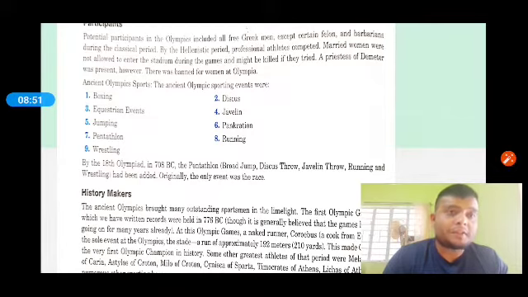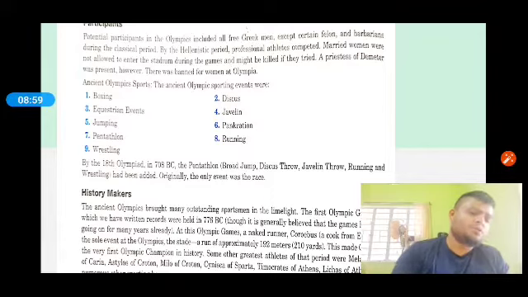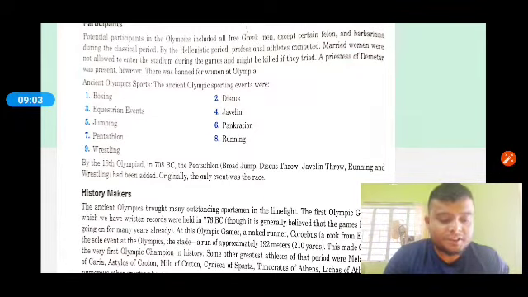There wasn't equality in those games because women were banned from the Olympics, so gender equality was not given during ancient times. A priestess of Demeter was present, however; one priestess was there who did worship.